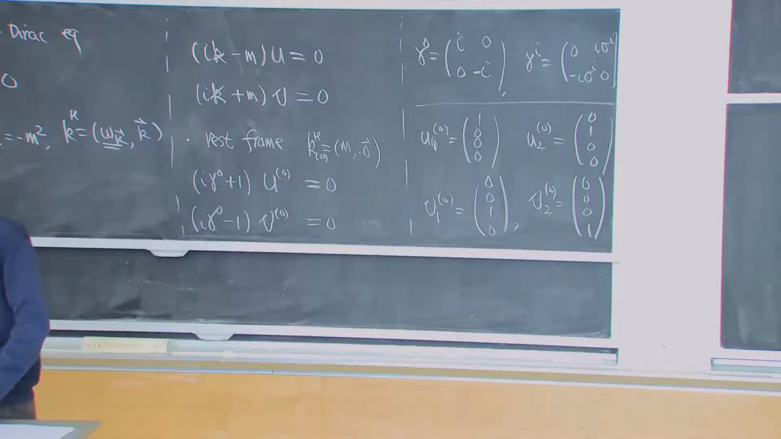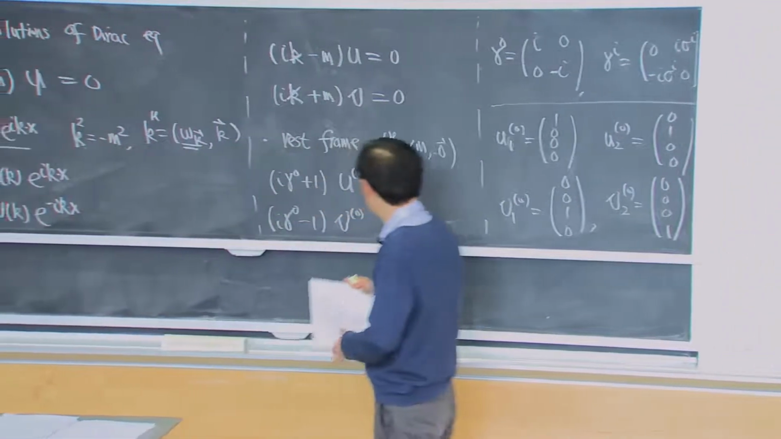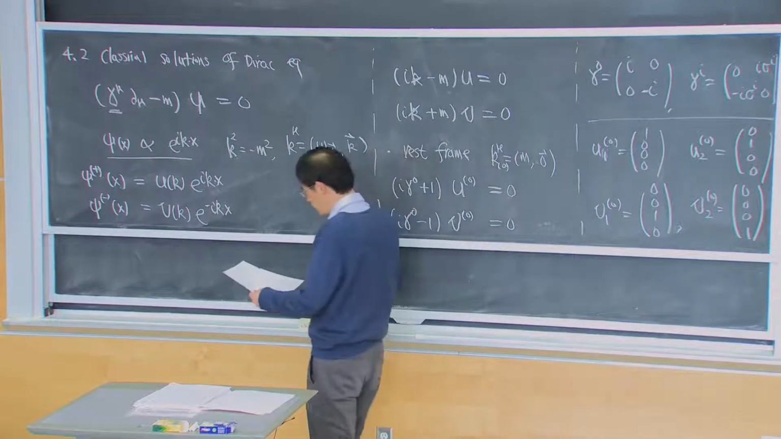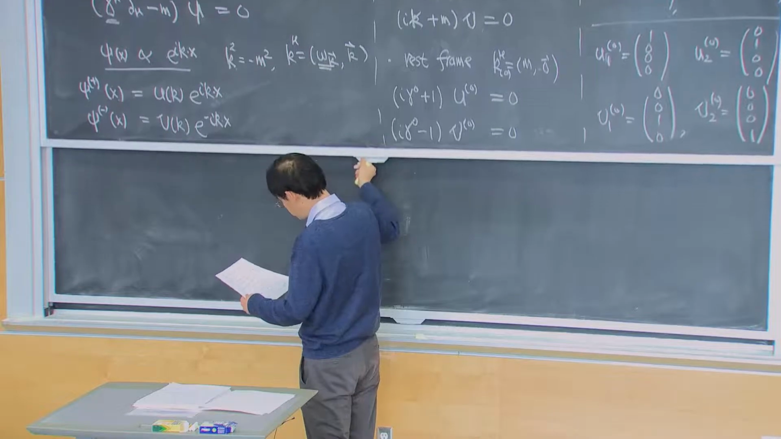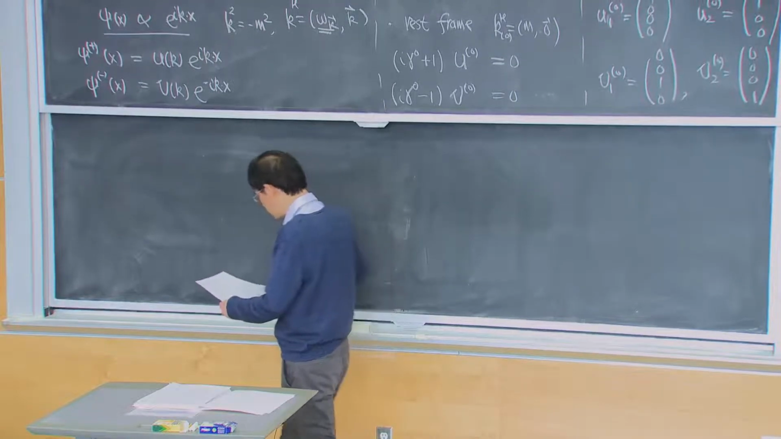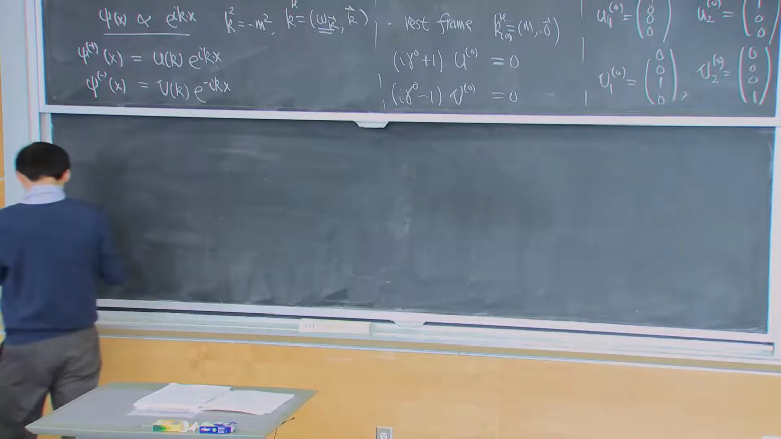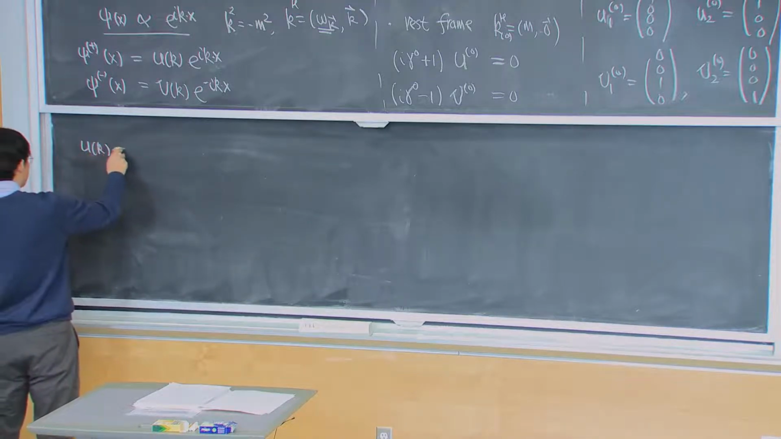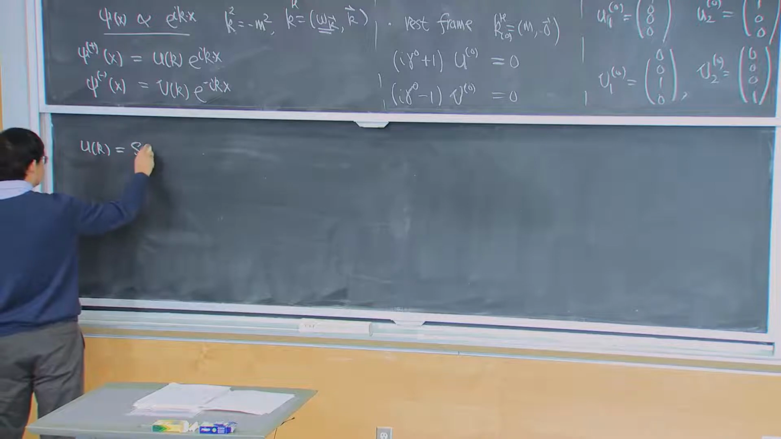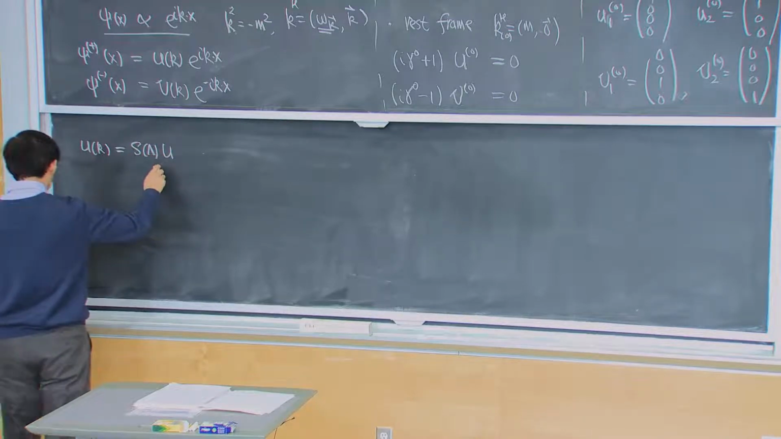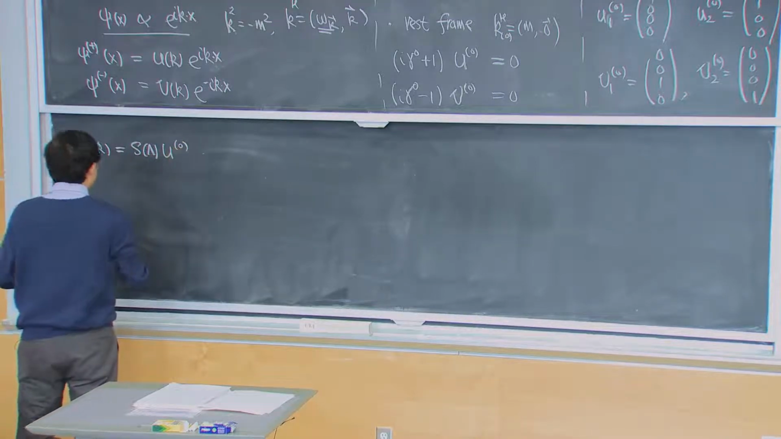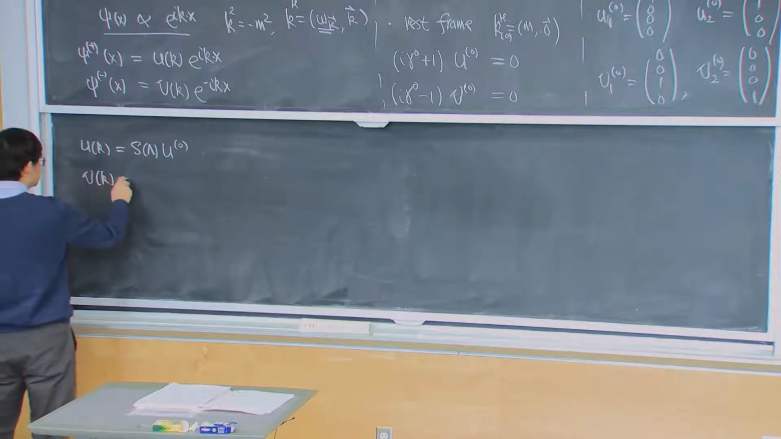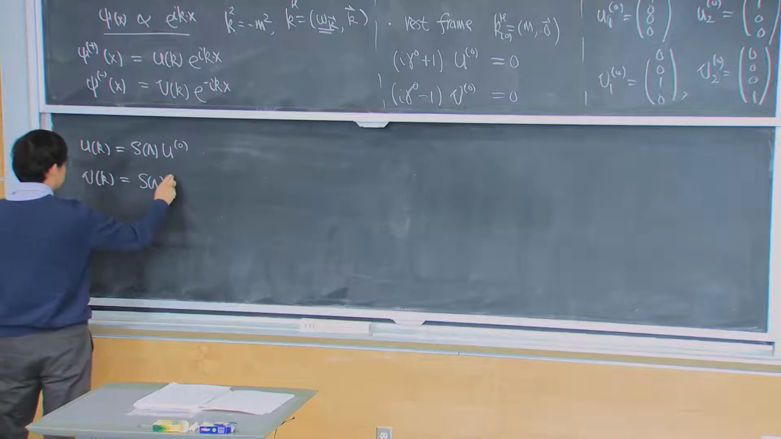And then for general u_k and v_k, you can just perform a Lorentz transformation. So u_k is obtained by S(lambda) u_0, and v_k is given by S(lambda) v_0.